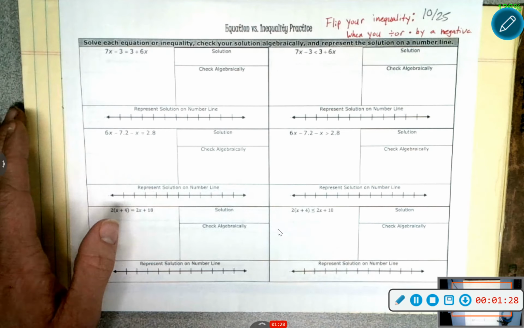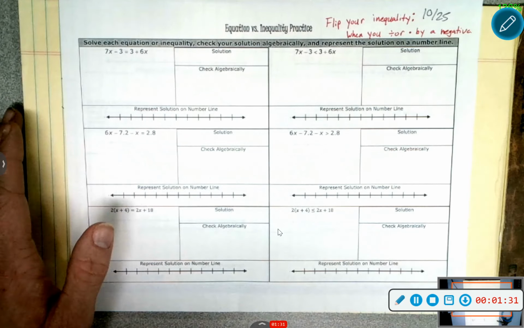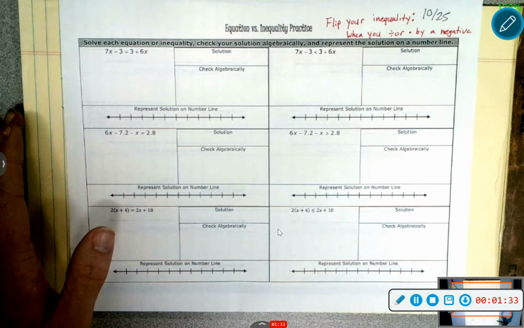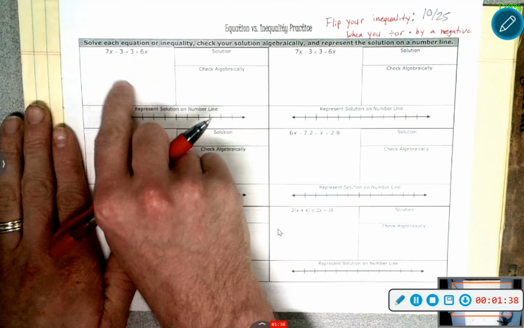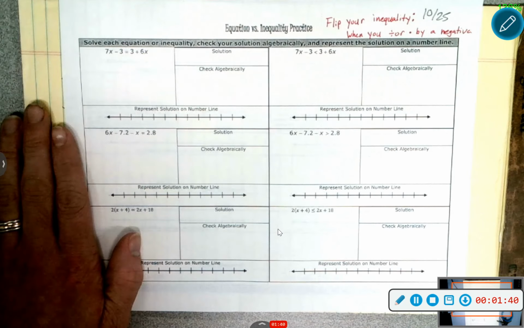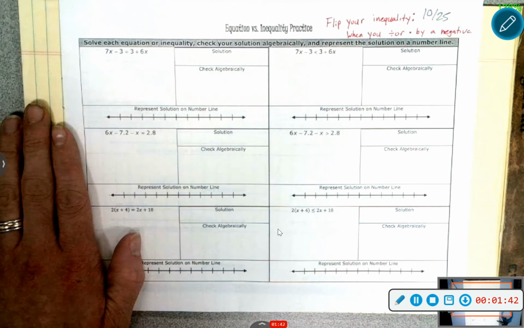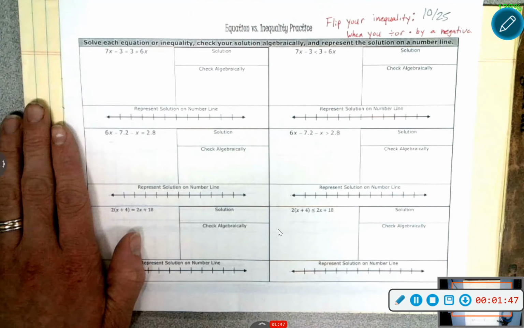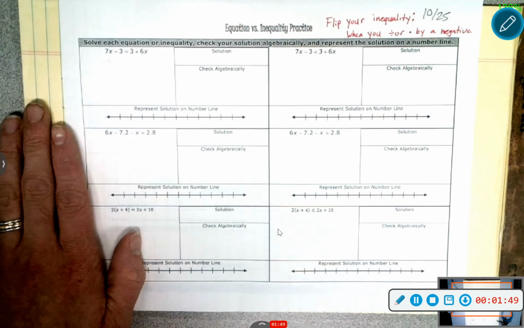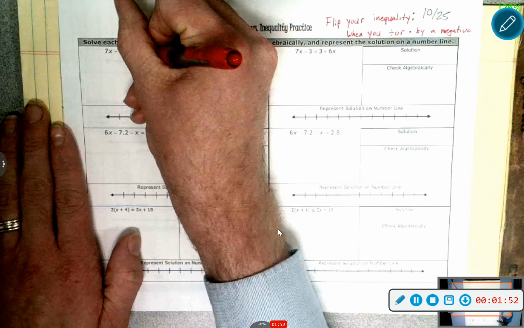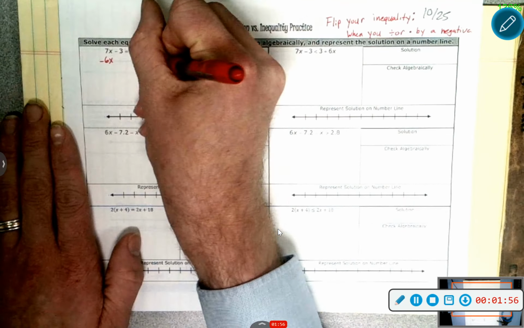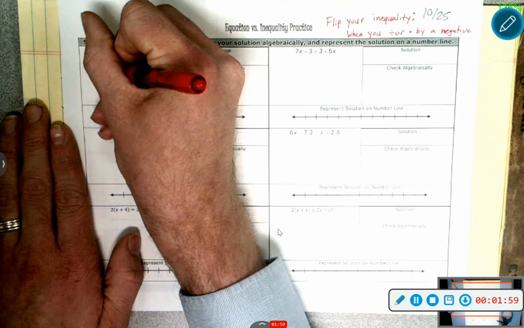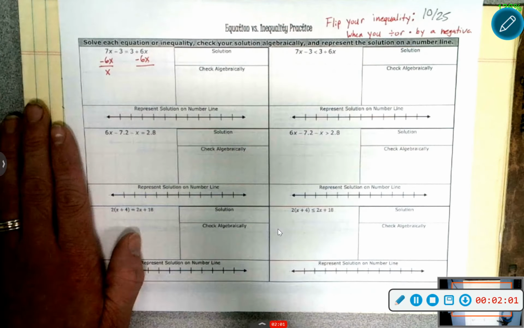Always use inverse operations. Use inverse operations to move variable terms to the opposite side. When you're moving an entire term, it's always going to be through subtraction or addition. And I generally recommend you move the smaller variable term because it helps so that you don't have to deal with negatives. So I'm going to subtract 6x on both sides to move that 6x to the other side. And I'm left with 1x or just x.